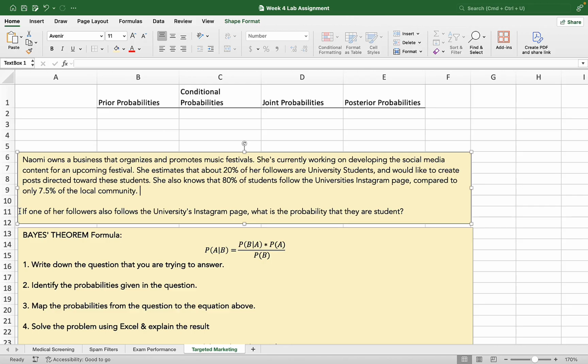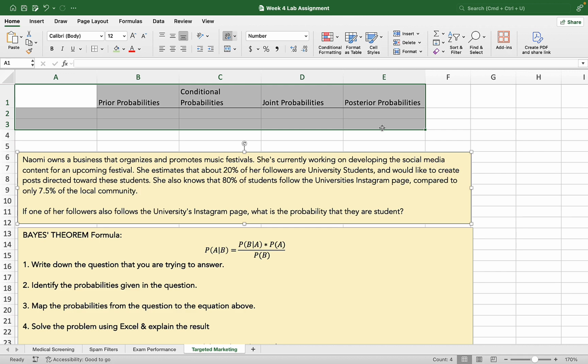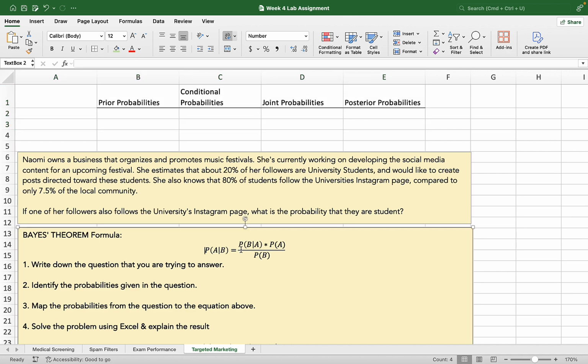So, Bayes' theorem, the hardest part is getting ourselves set up. And when I do that, I do two pieces. I create a little table where I can enter my values, and I also write down the equation, and I try to figure out which pieces of the information I have plug into the equation. So I start with the question that I'm trying to answer, because in this question will be the posterior probability that we're trying to solve for.